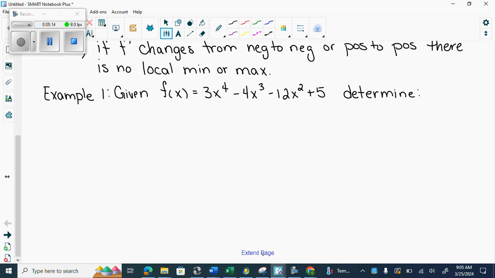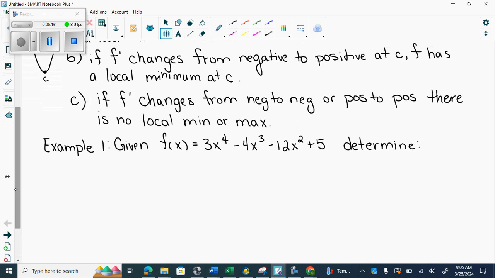Now, what's the domain of this function? x in R. Why? It's not a radical, it's a polynomial. It's a degree 4 polynomial, a quartic function, right? And they're always x in R. So I'm going to get a number line no matter what that goes from negative infinity to positive infinity, right?